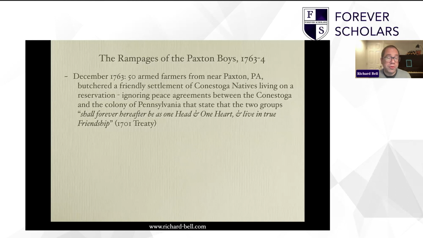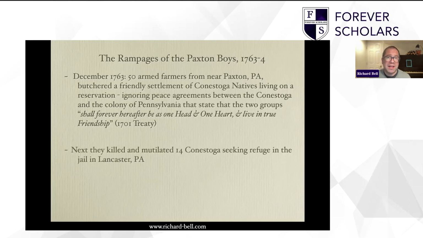The oldest of these was a treaty from 1701 signed by William Penn himself that had promised these Conestogas that they and the colonists of Pennsylvania shall forever be as one head and one heart and live in true friendship and amity as one people. And yet still these rampaging Paxton boys were not yet finished. Next, they attacked the jail in Lancaster, where the governor of Pennsylvania had stashed 14 surviving Conestoga for their own safety. The Paxton boys broke in and killed and mutilated all 14 natives.